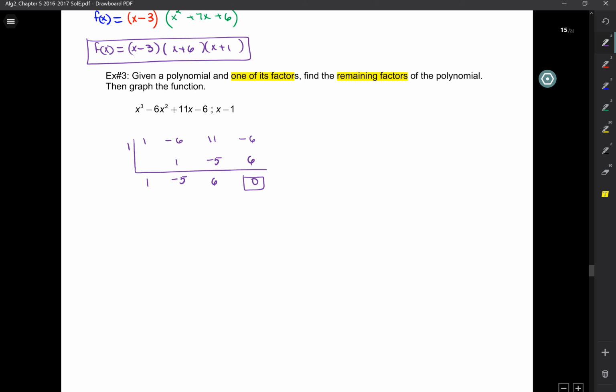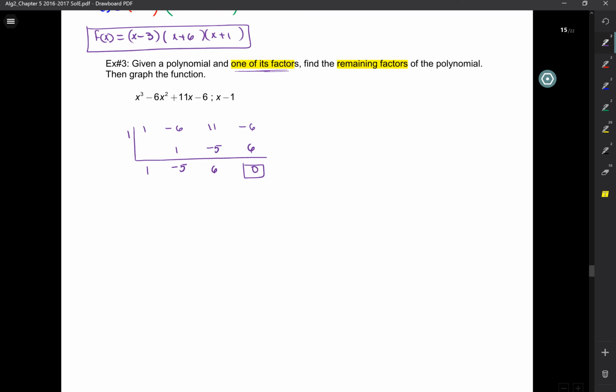So yes, it is a factor. If it tells you that you're given one of its factors and you do this process and you don't get 0, then you must have done something wrong in the division. So you have to go back and check your work. All right, so here, f of x is equal to, from here, I get x minus 1. Then from here, it's the depressed polynomial, which is x squared minus 5x plus 6, and when we factor, x minus 1, x minus 3, x minus 2.